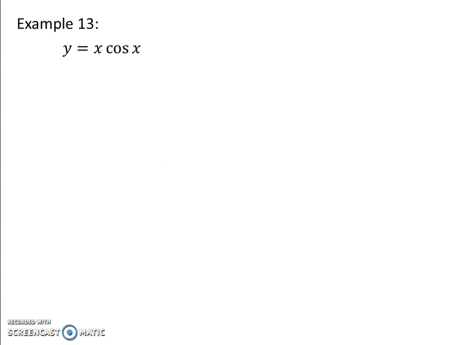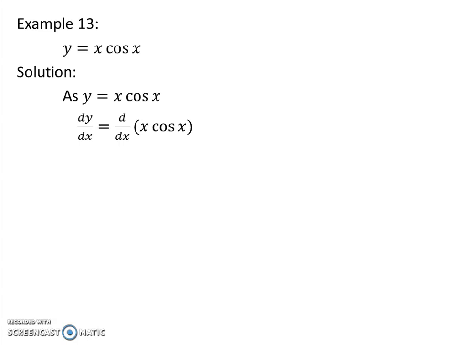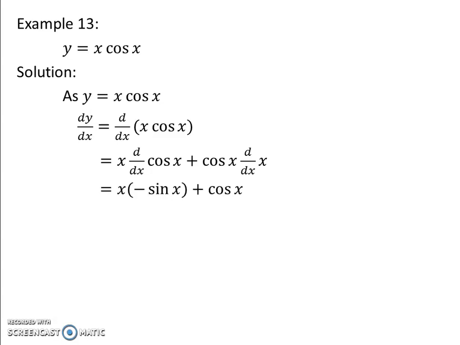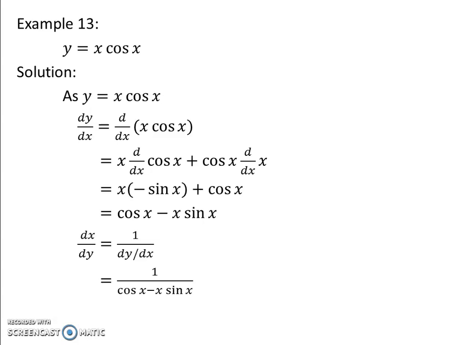Next example, y equal to x cos x. Again we have to find dy by dx. So differentiate y with respect to x. So we get dy by dx equal to d by dx of x cos x, that is equal to x d by dx of cos x plus cos x d by dx of x. Derivative of cos x is minus sin x. Derivative of x is 1. So x into minus sin x plus cos x, that is equal to cos x minus x sin x. Therefore, dx by dy equal to 1 upon dy by dx, that is equal to 1 upon cos x minus x sin x.